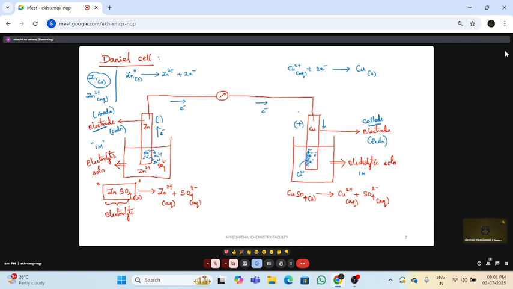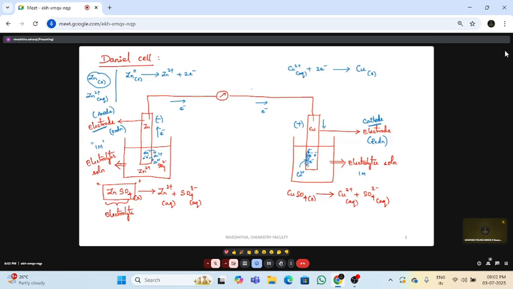Last class we discussed the direction of electron flow and the current flow, right? They are just opposite to each other. So here electrons are moving from zinc to copper. What will be the direction of current? Copper to zinc. That's it. So when electrons move from zinc to copper, we'll be expecting current moving from copper to zinc.